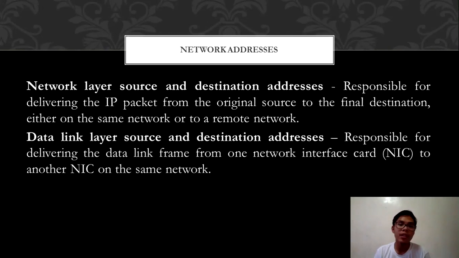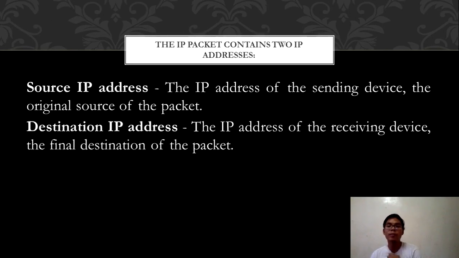Network addresses. The network layer source and destination addresses are responsible for delivering the IP packet from the original source to the final destination. The data link layer source and destination addresses are responsible for delivering a data link frame from one network interface card to another. An IP packet contains two IP addresses. The source IP address is the IP address of the sending device. The destination IP address is the IP address of the receiving device.